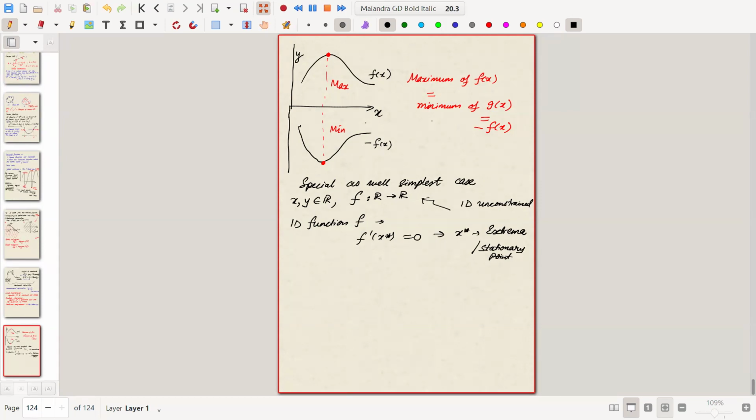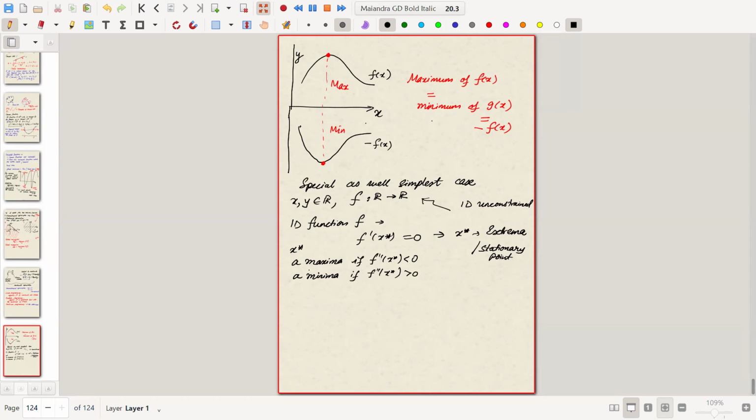By computing f prime of x equals 0, you find the extrema, and you check the double derivative. If your double derivative is less than 0, it is a maxima. If your double derivative is greater than 0, it is a minima. For one dimension, you know these concepts. So x star will be a maxima if f double prime of x star is less than 0, and a minima if f double prime of x star is greater than 0.